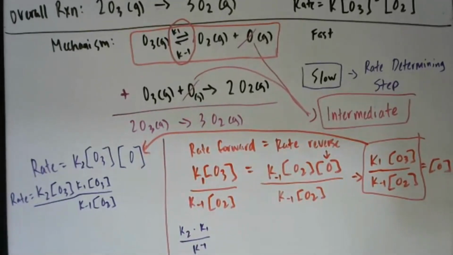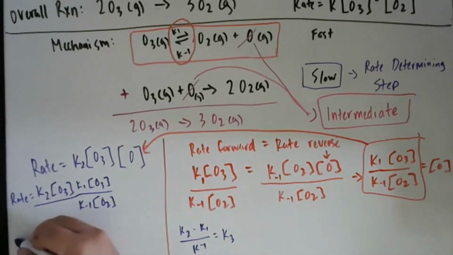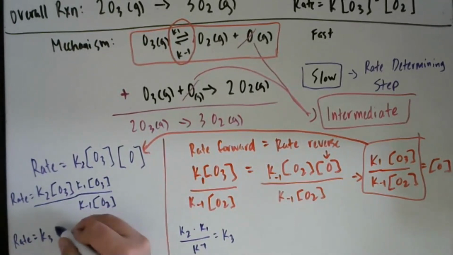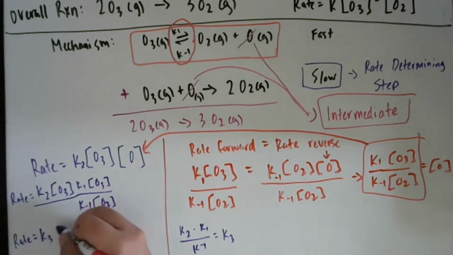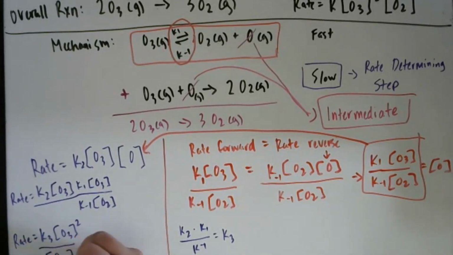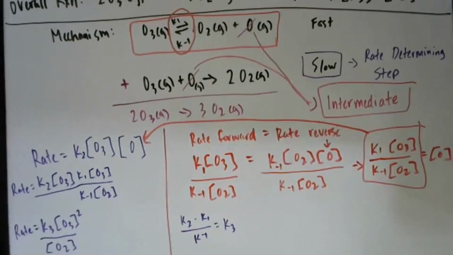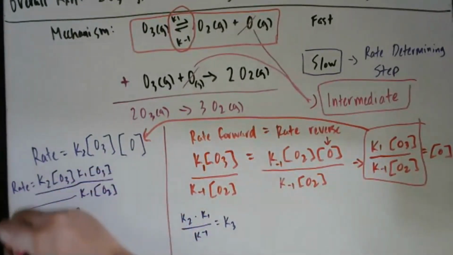Sorry, up there. I'm just going to call this K3. All right, so I'm going to say that K2 times K1 divided by K minus 1 is going to be equal to this new constant called K3. And I'm going to put that out front. So rate's going to equal K3. O3 times O3 is O3 squared. So O3 squared, and that's going to be divided by O2. This is a finished rate law.